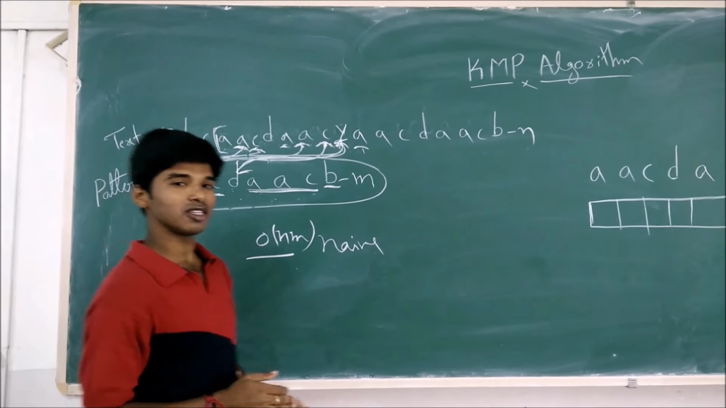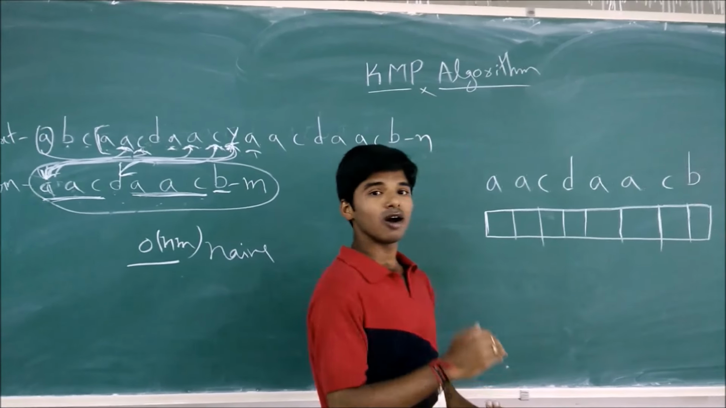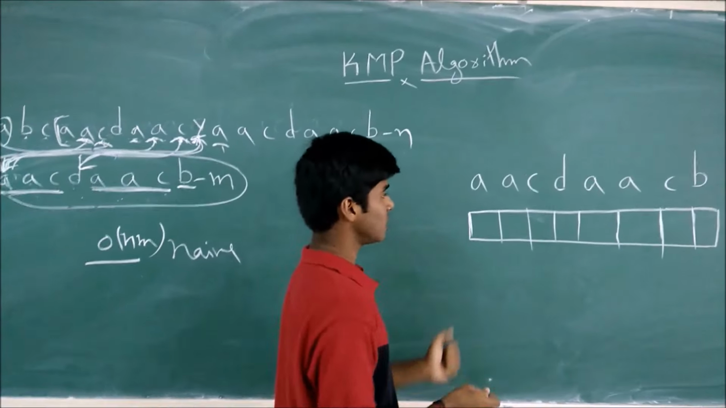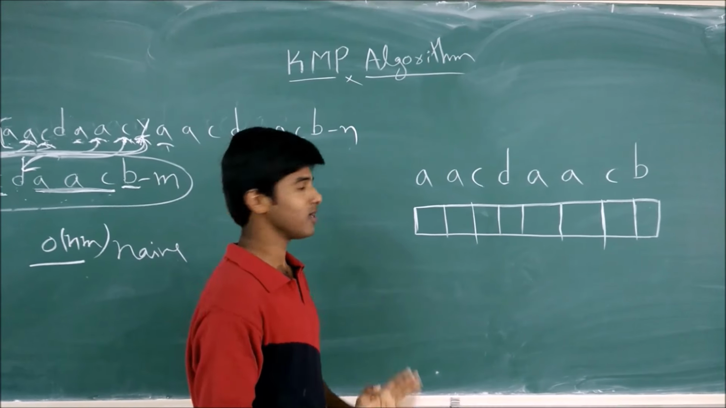In KMP algorithm, we have to build an array, which is a temporary array. It takes big O of m time, which is so useful in KMP algorithm. First, we'll build up the array and then we will see how it is used in KMP algorithm.